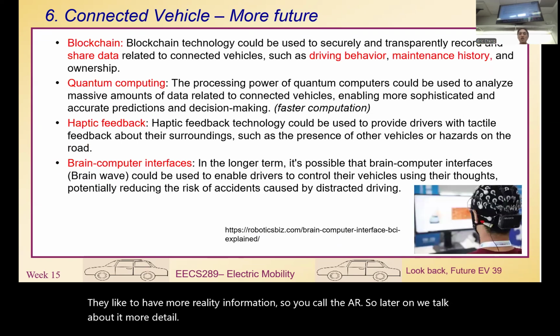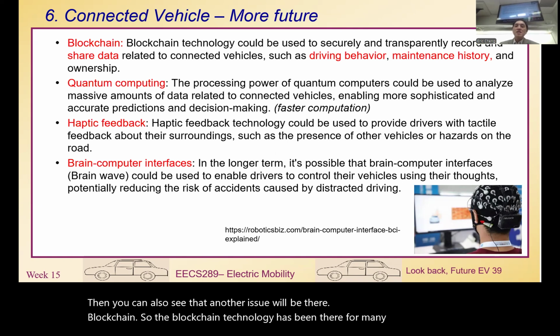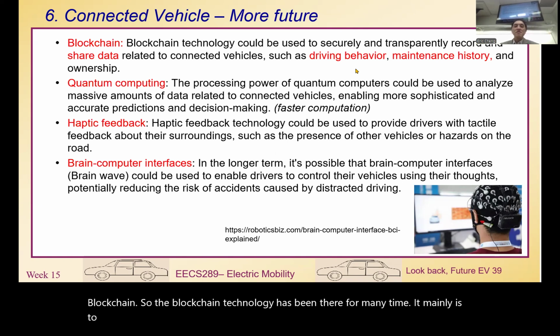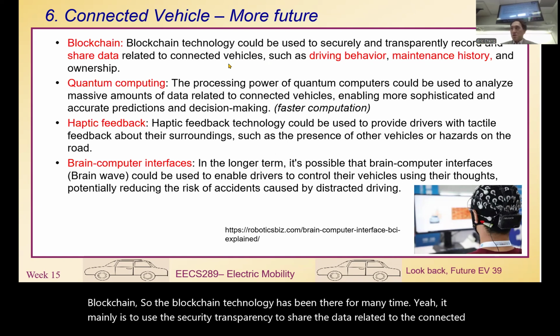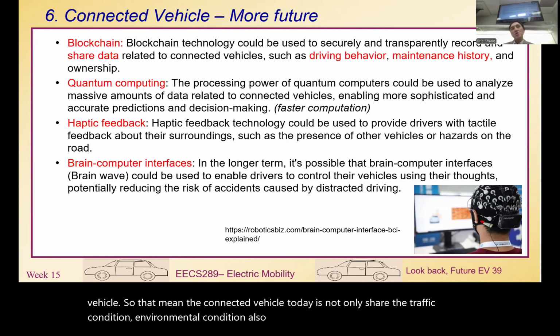Then you can also see that another issue will be the blockchain. The blockchain technology has been there for many times. Mainly it is used for security and transparency to share the data related to the connected vehicle. That means the connected vehicle today not only shares the traffic condition and environmental condition, but also shares the data related to the driver behavior, maintenance history and ownership.